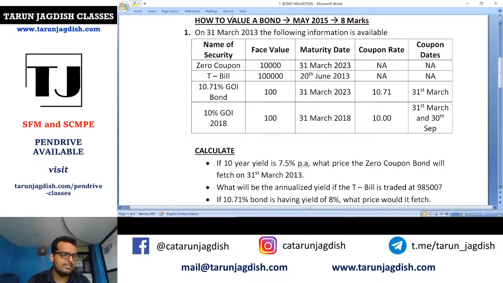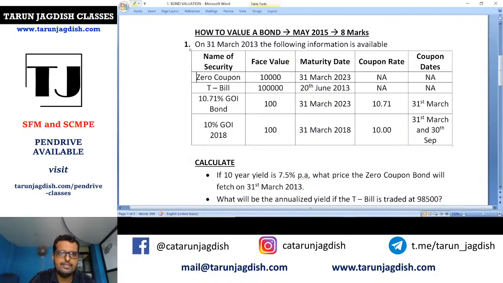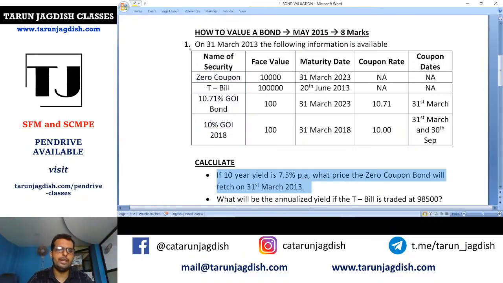Let us read and understand this question together now. Friends, in this question, they have basically given 4 scenarios. Zero coupon bond, treasury bill is given, 10.71% GOI bond is given, 10% GOI 2018 is also given over here. Let us read the requirements one by one. Please go through the first requirement.